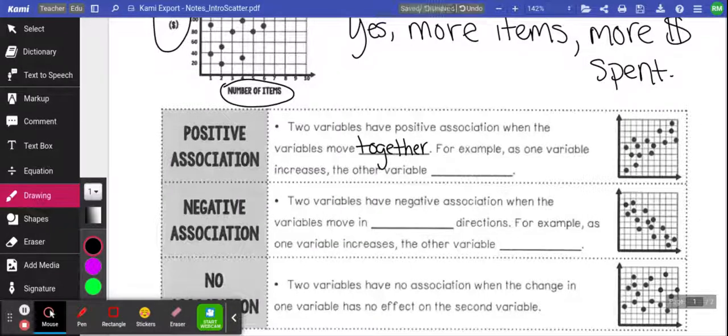And for example, one variable, so we'll just say our x variable, increases. Okay, so that would be like the number of items. As the number of items increases, the other variable, which is our y, the amount spent, what happened to the amount spent? As the items were increasing, what happened to the amount spent? It was also increasing. So we're going to write increases. So when we have a positive association, it's going upward. As one thing is going up, the other thing is going up.